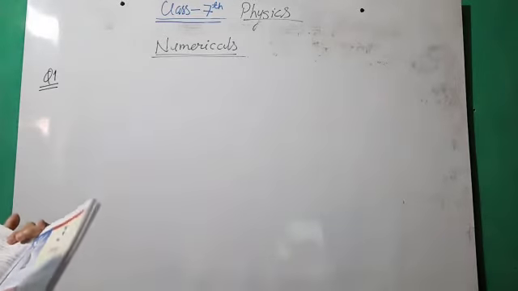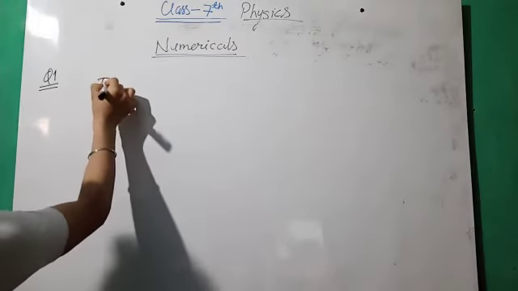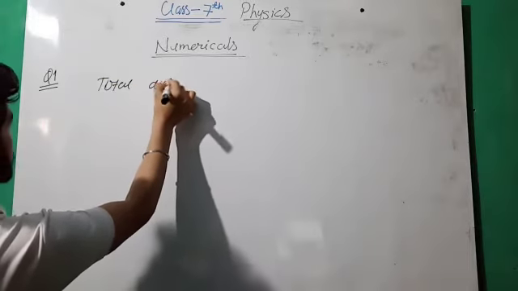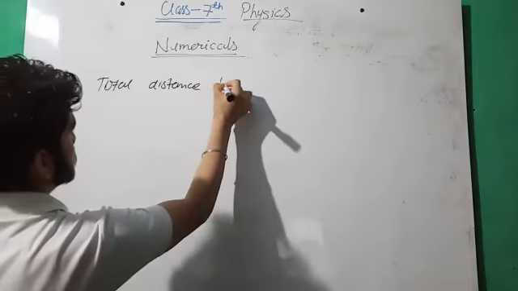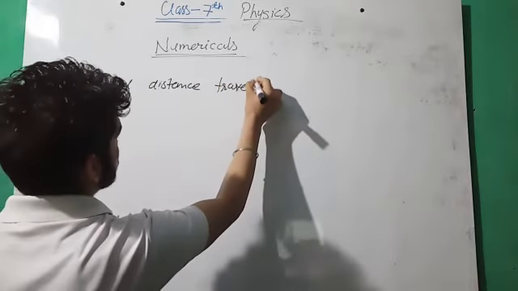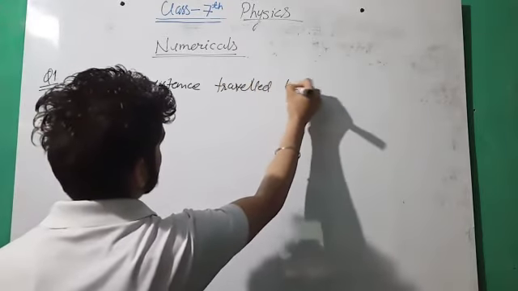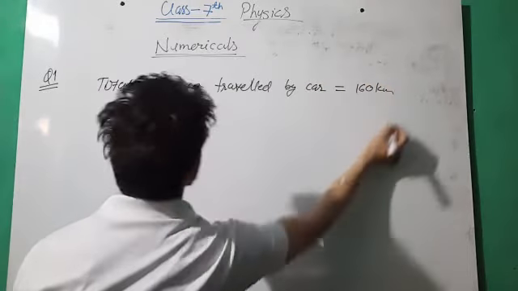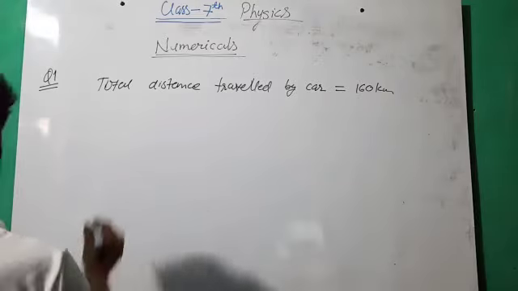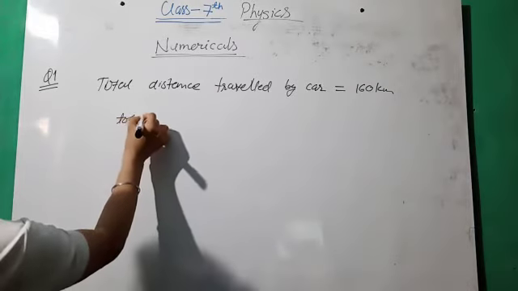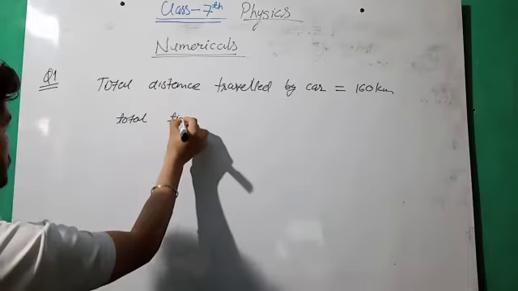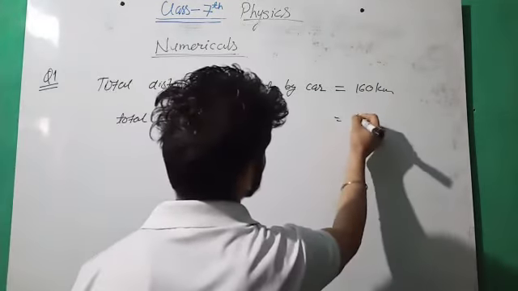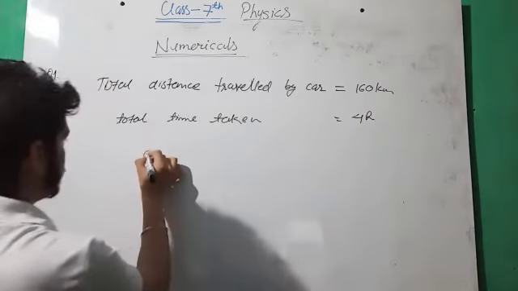In the given question, we have the total distance traveled by the car, which is 160 km. Then total time taken. Total time taken by the car to travel between the two cities is 4 hours. And we have to find the average speed of the car.